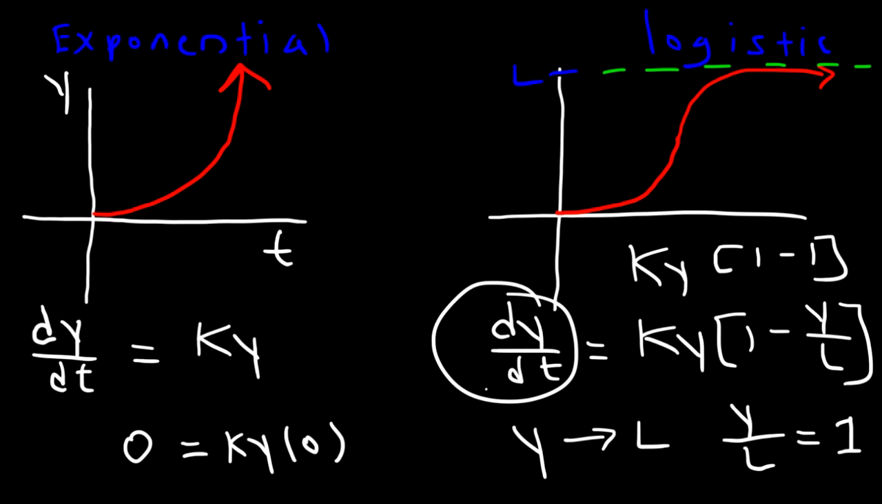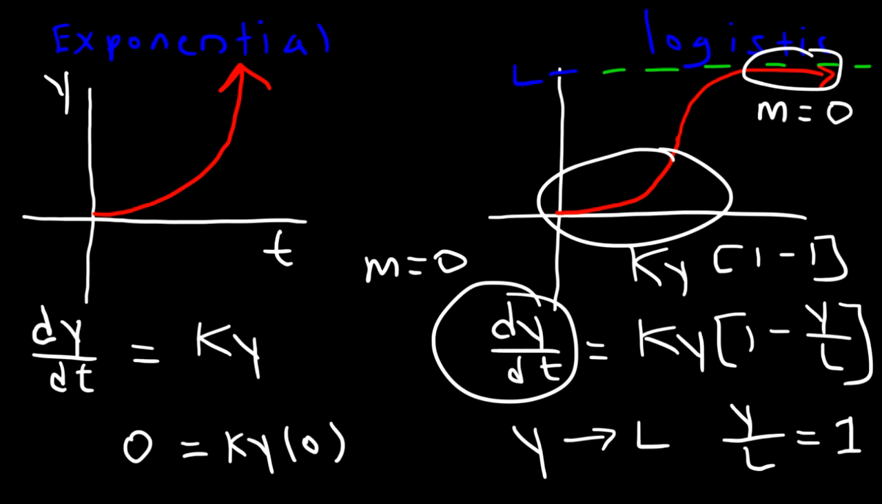dy dt is the first derivative of y with respect to time. And the derivative is the slope at any point on a curve. So the slope is 0, which is what we can see here. The slope of a horizontal line is equal to 0. So as y approaches L, the population doesn't increase, it levels off. The rate of change becomes 0. As y approaches 0, the logistic curve behaves exponentially. So those are a few things just to keep in mind.